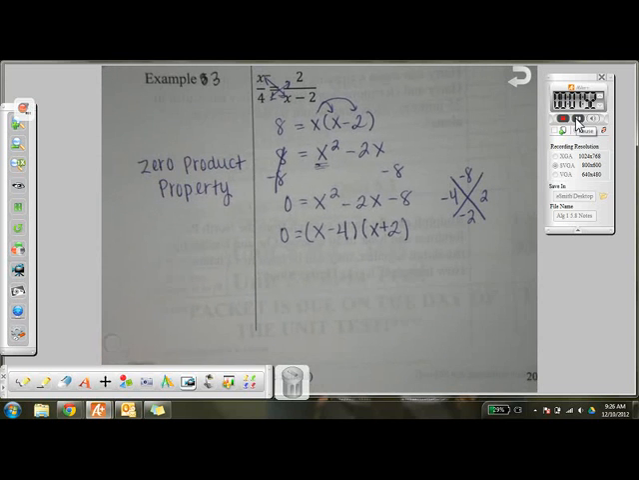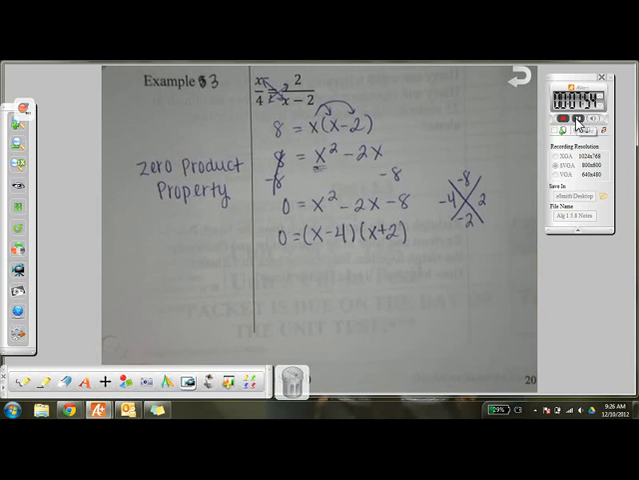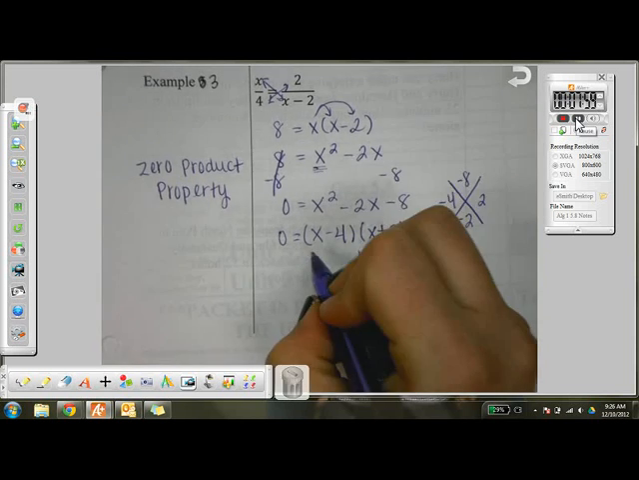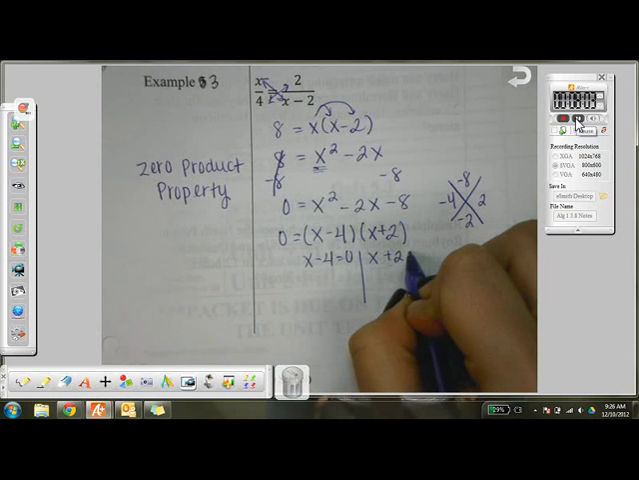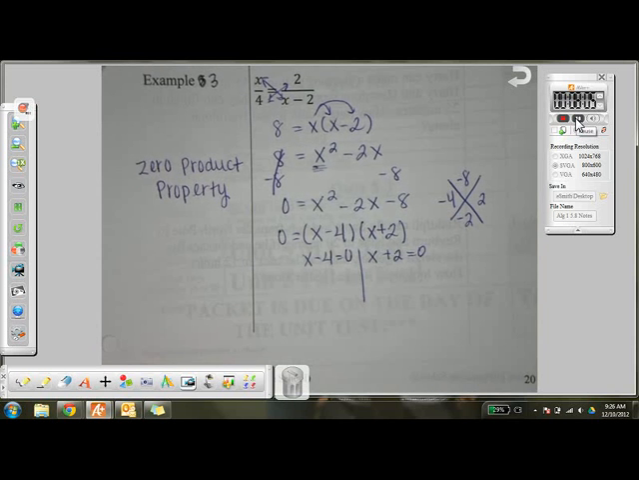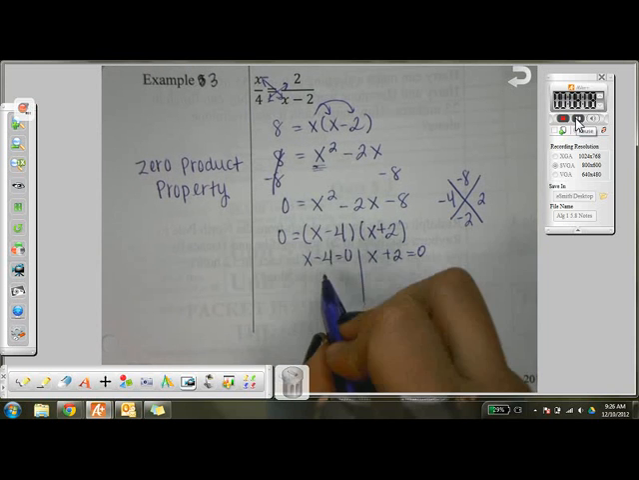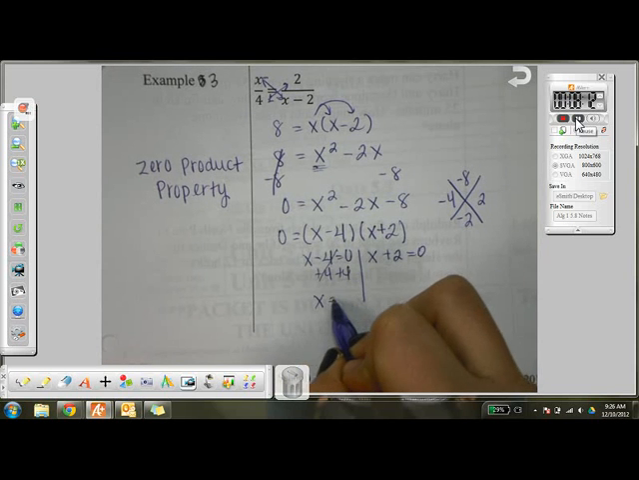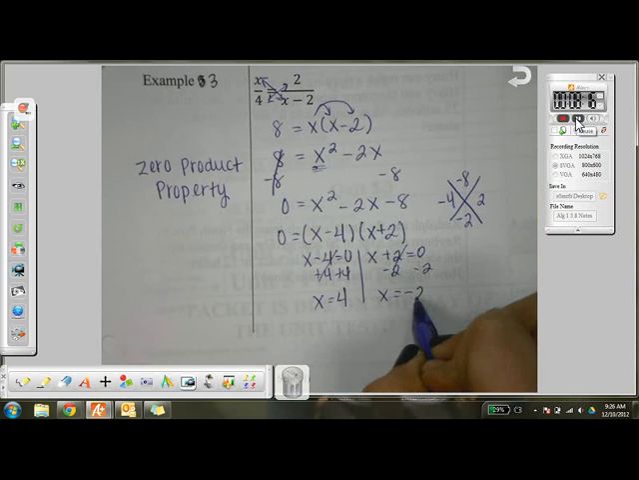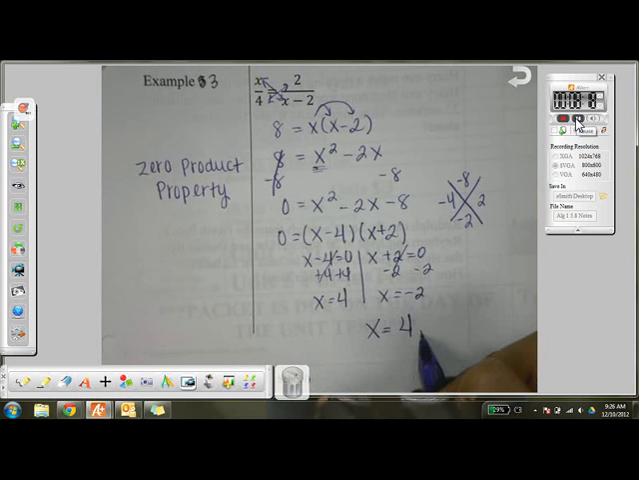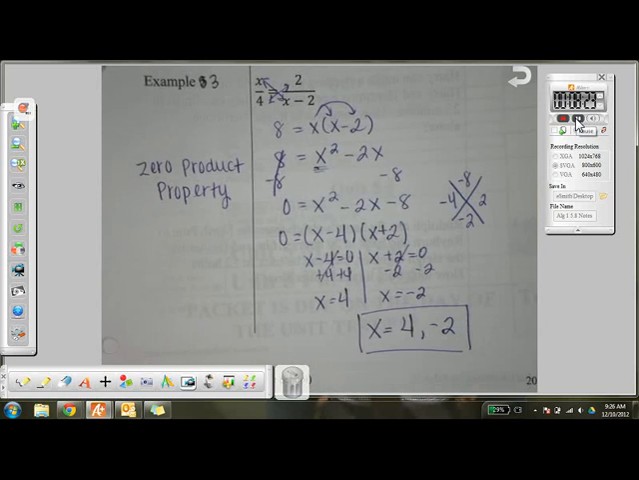No, FOIL would undo the diamond method. Set each one equal to 0. Yeah, because it has a 0 in front. So we add 4 to both sides. So I get x equals 4. Subtract 2 from both sides. So x equals negative 2. So in this case, you would have 2 answers. Okay, so last example.